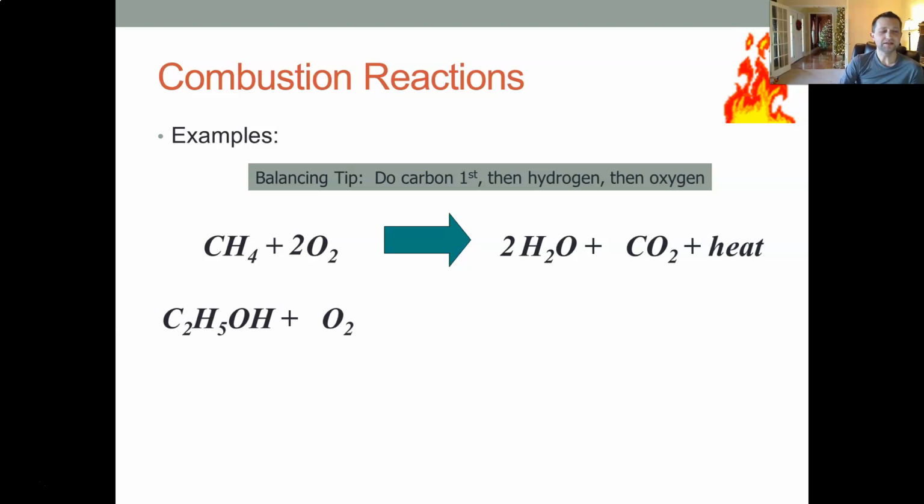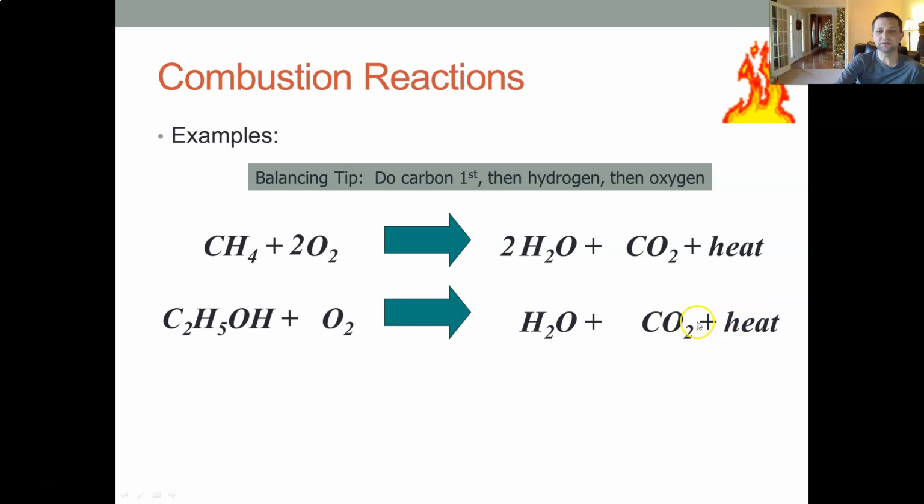Okay, next one is ethanol, it looks like. Ethanol has 2 carbons in it and an OH group at the end. That's how I know that. That's some organic chemistry stuff you'll do if you ever take that course. So it's still hydrocarbon, C's and H's, plus O2. Yields what? Well, combustion reactions have the same products for the most part. You have H2O, CO2, and heat.